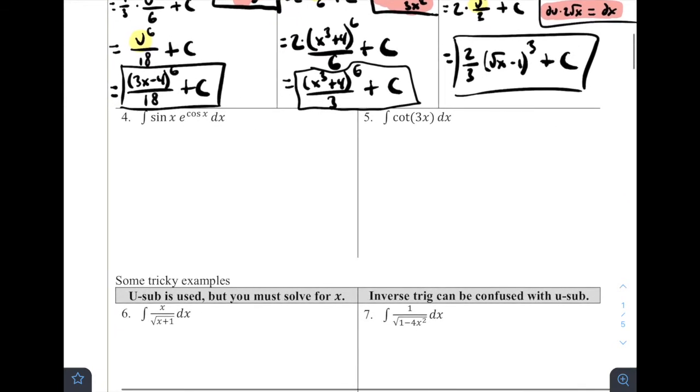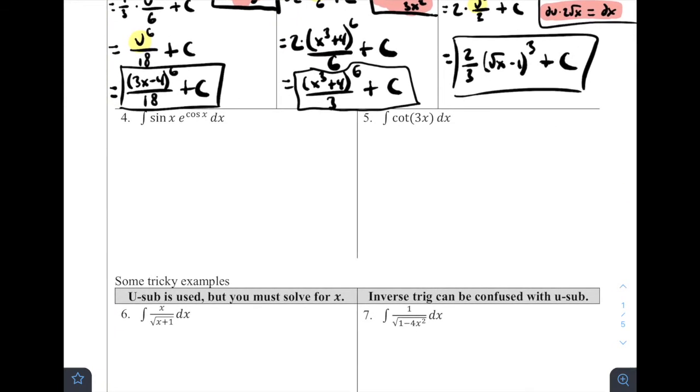Nice. Let's try number 4. Number 4, the integral of sine of x times e raised to the cosine x power dx. What's the inside here? Well, the sine is multiplying. It's not really inside of anything. And then this e is again multiplying by sine of x. It's not really in anything.